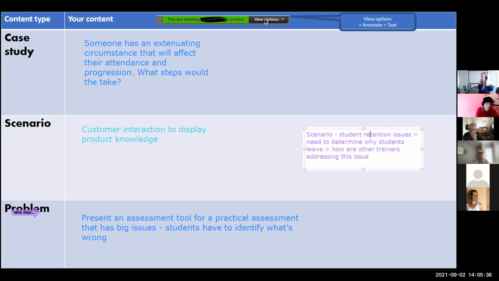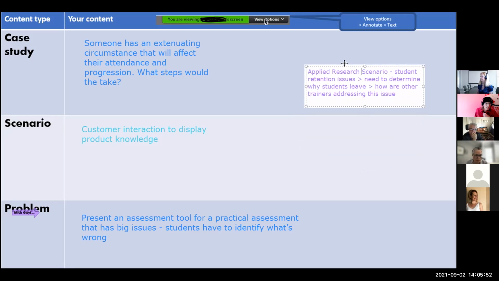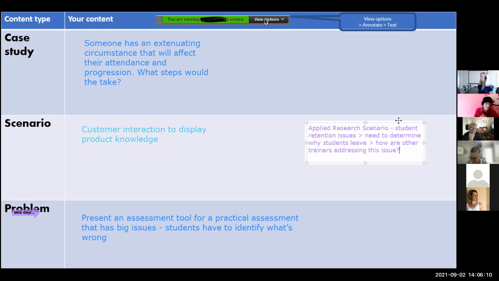I don't clearly understand the difference between a case study and a scenario. Well, a case study is really just a story. So, for example, Sally's auntie has had an accident and she needs to go to Melbourne, or something like that. That's the story. You say, students will occasionally have extenuating circumstances and can't attend. So, for example, the example you just showed. And then you would talk about, in our instance, what we do is contact them to see if they're all right and take them through the steps.